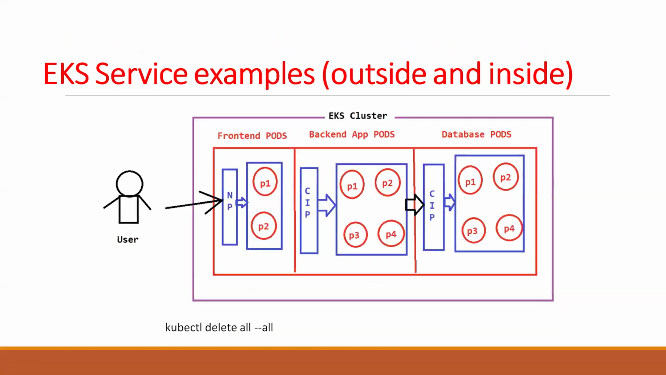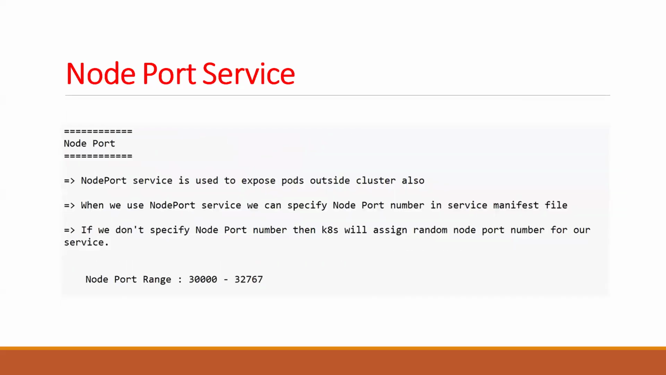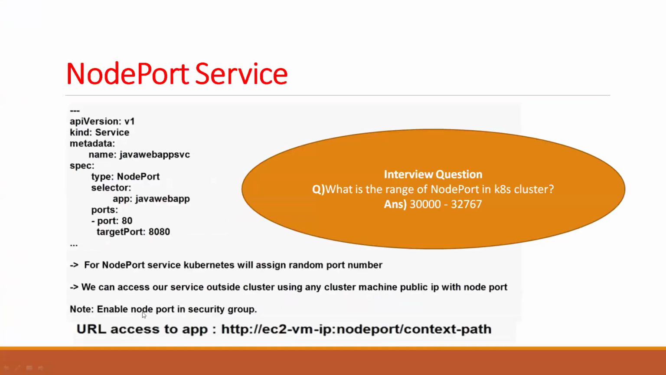Service cluster IP, case service concept, cluster IP commands. Yeah, we already know node port. What is the range, guys? The node port range is 30,000 to 32,767. So this is the range of the node port.